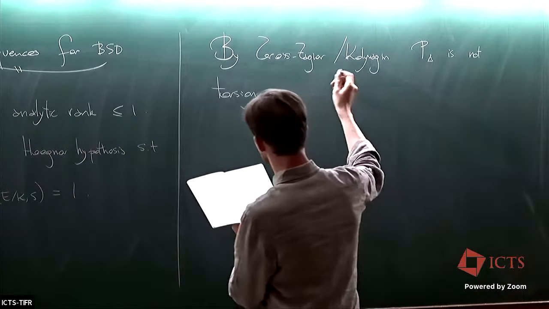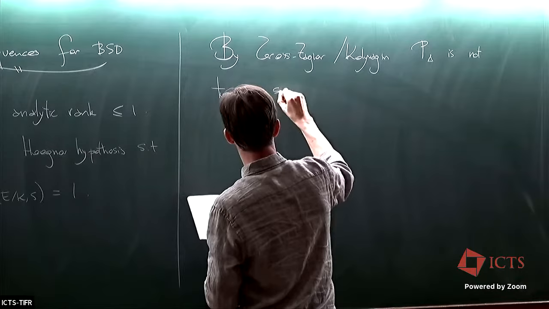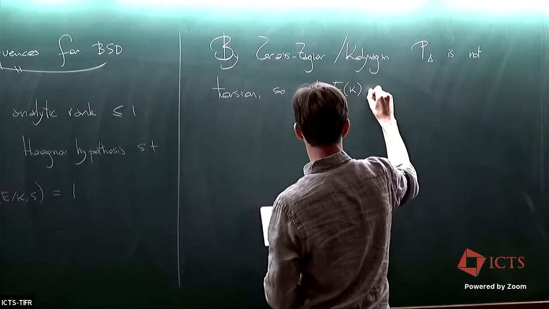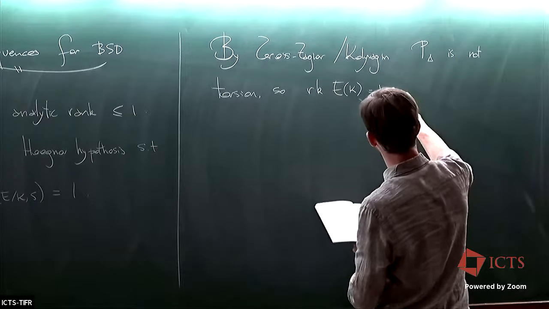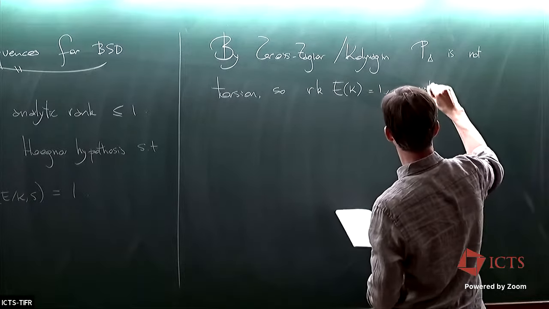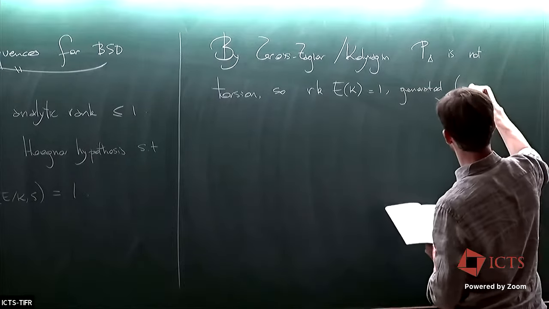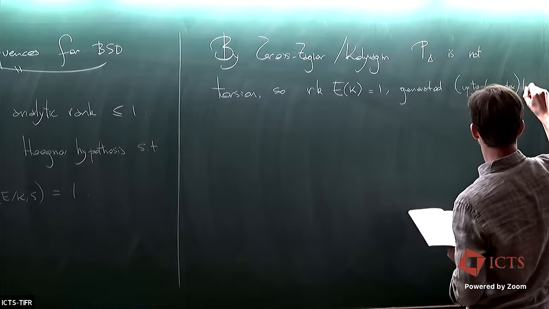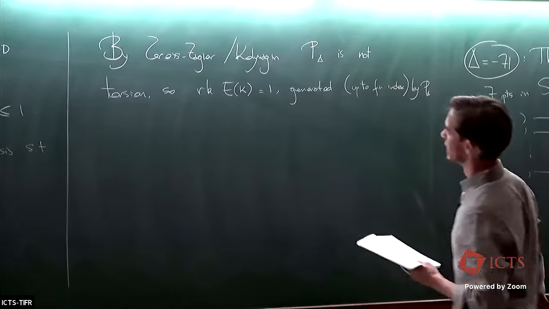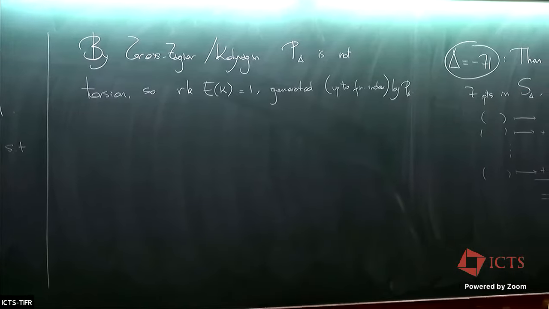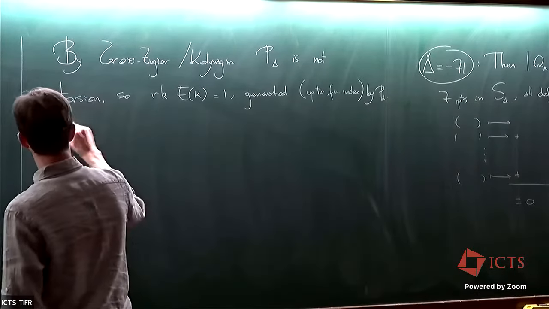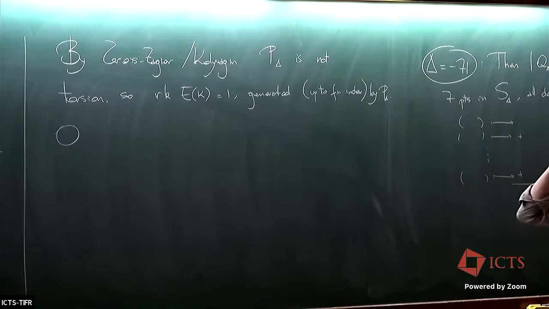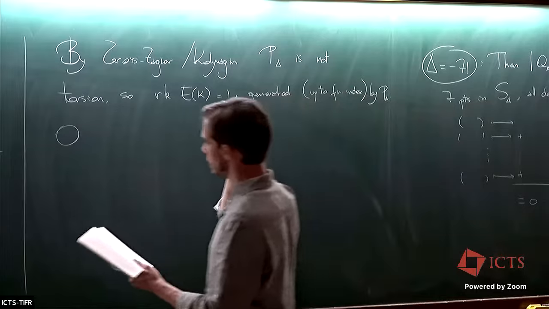Yeah? So by Kolyvagin, the algebraic rank over K is precisely equal to 1, and it's generated, therefore, up to finite index by this P delta. Okay, now, it's somewhere inside of this module, but of course, we have an elliptic curve over Q. We want to prove a result over Q, not over this auxiliary choice of K that we picked.